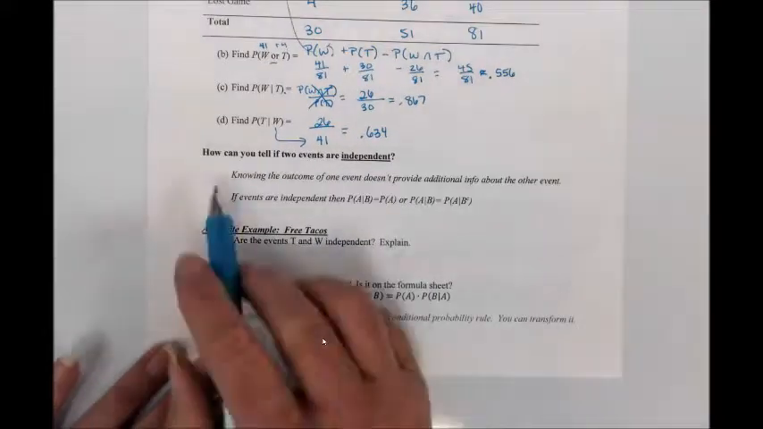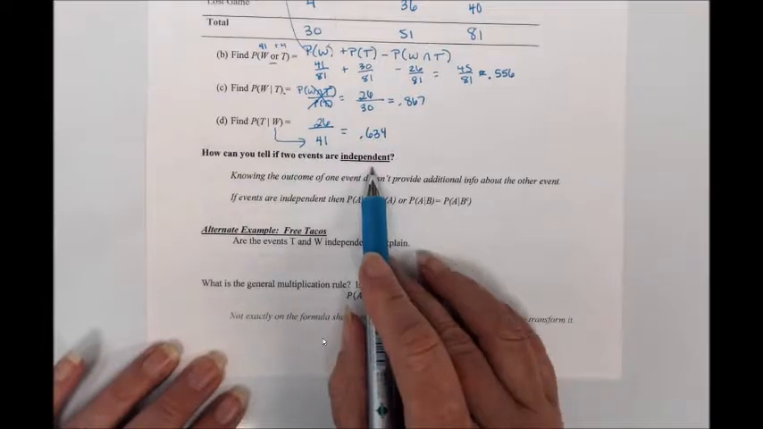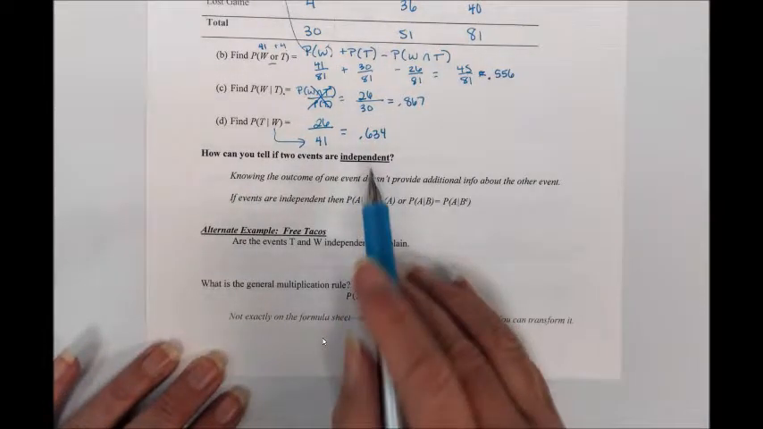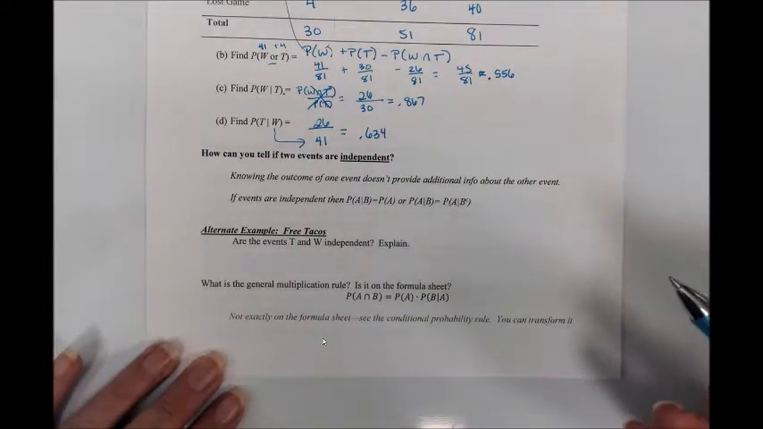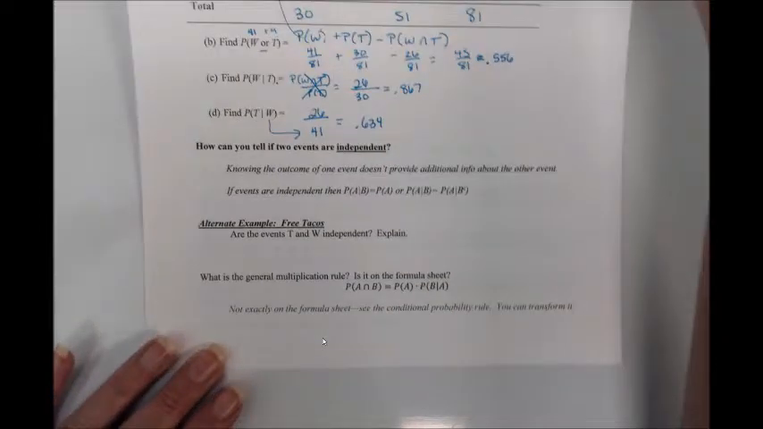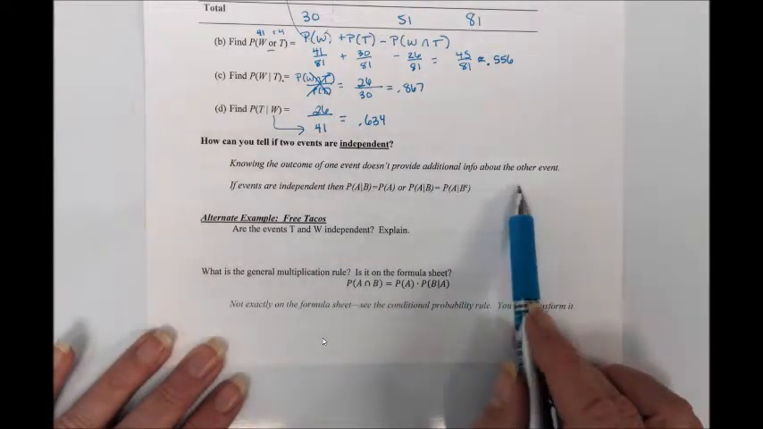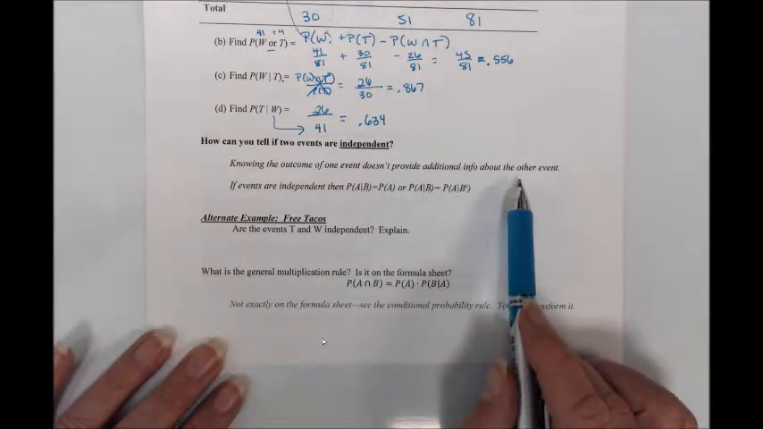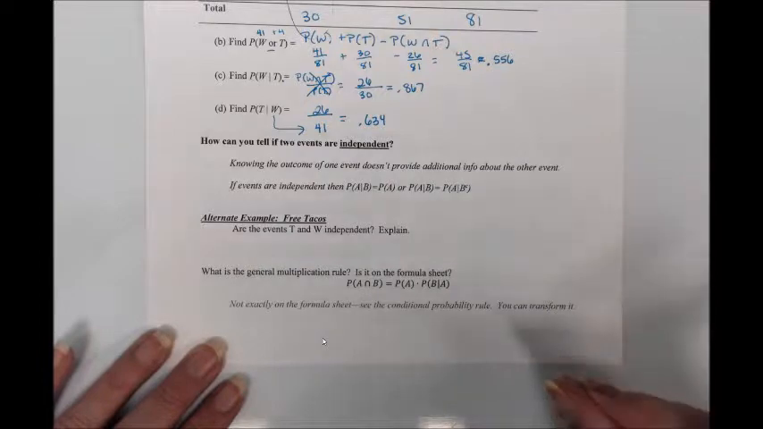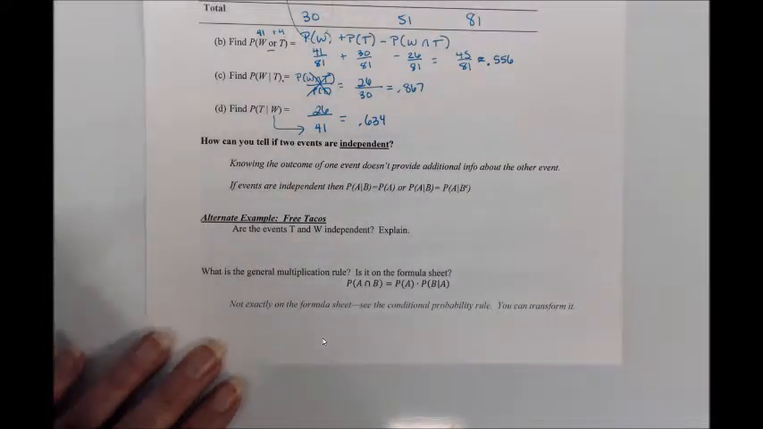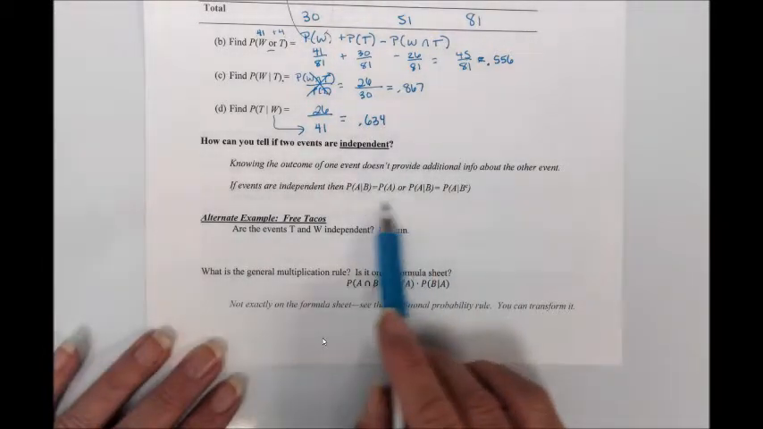Okay, so how can you tell if two events are independent? A mistake that I see a lot of students make here is they give me a logical reason of why they are, and basically if you can say that knowing the outcome of one event doesn't provide additional info about the next. For example, if I draw a card and then flip a coin, the card that I draw has no effect on the coin that I flip or die that I roll. So those would be independent events. But we can actually show it mathematically.